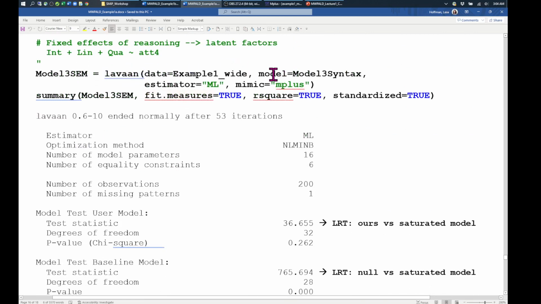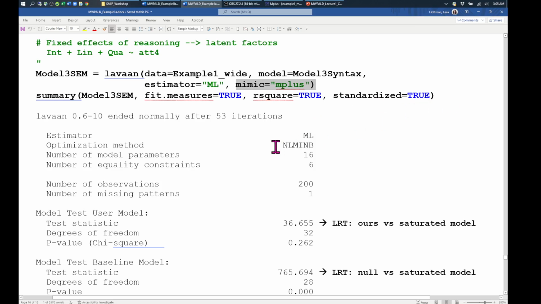So then I feed that syntax object into the model argument of lavaan. I'm using the wide data set. I am asking for maximum likelihood estimation, and this, I think, invokes a bunch of defaults that are similar to what Mplus has. They have a couple different options for what this would be, and I think this is designed to help users transition from those other packages into lavaan. Then for the summary of the results, I'm asking for measures of fit. I'm asking for R-square statistics for the proportion of variance explained, and I'm also asking for the standardized solution.